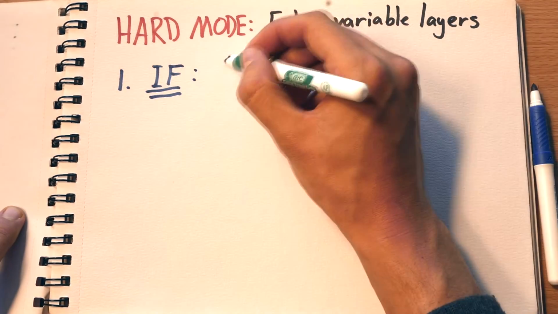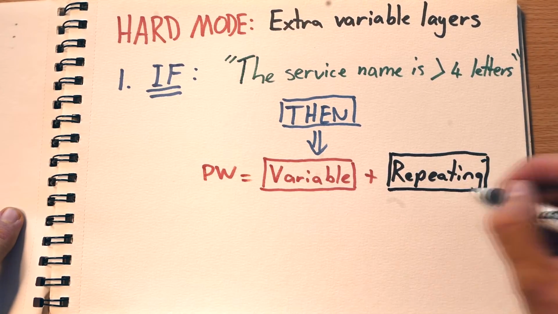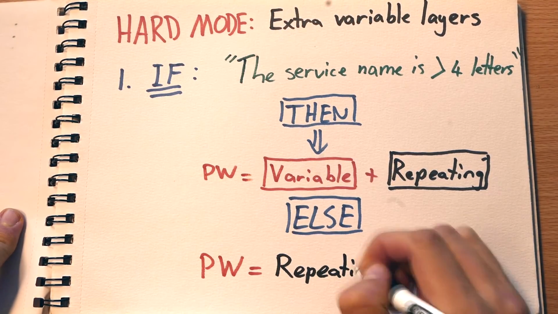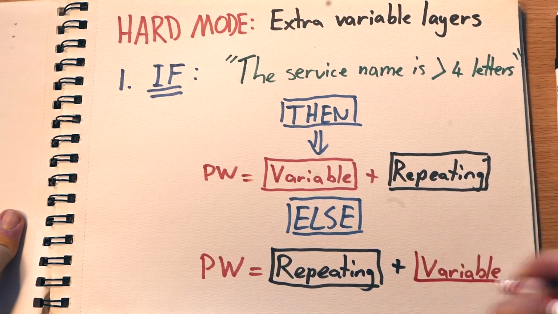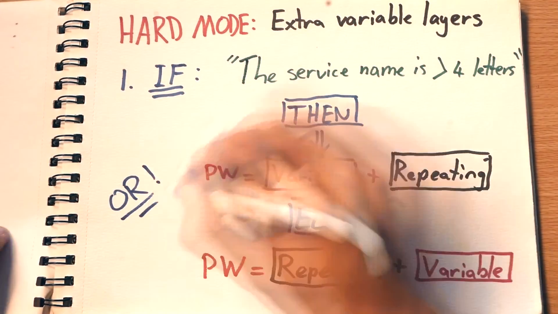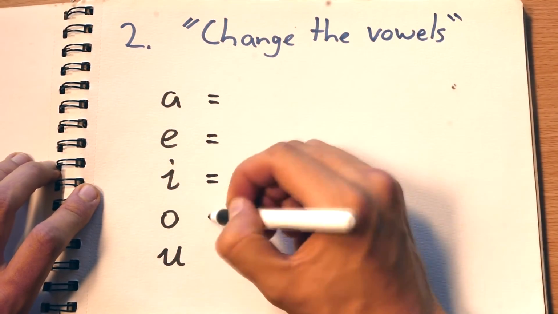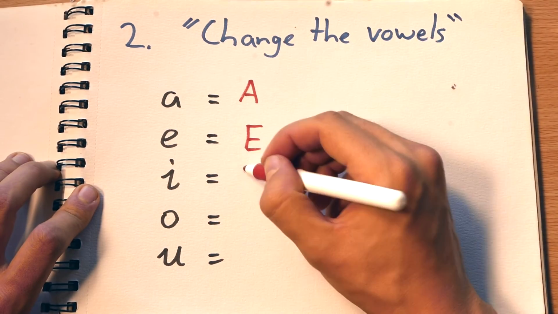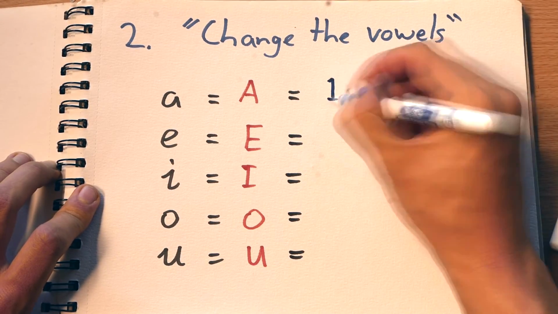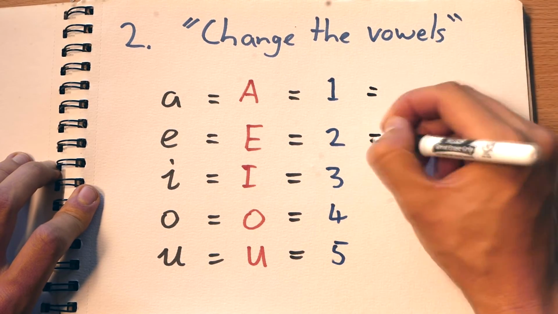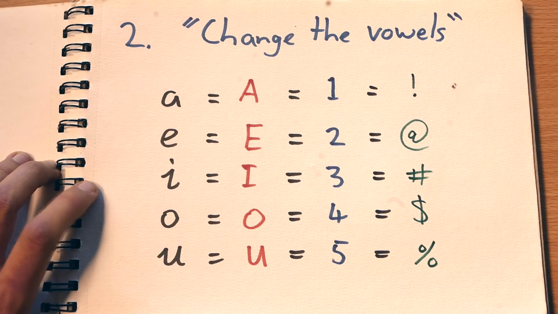These are extra variable layers. How about this? If the service is more than 4 letters long, you can put the variable part at the beginning and the repeating part at the end. And if it's less than 4 letters, then you can swap it around. Or how about you just code the vowels into their own numbers or symbols, or capitalize all vowels. So A, E, I, O, U becomes 1, 2, 3, 4, 5 respectively. Those are just a few ideas that I've had that you can use to make your password formula even stronger.